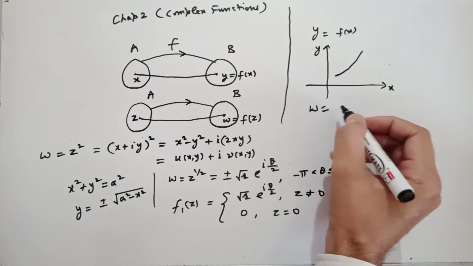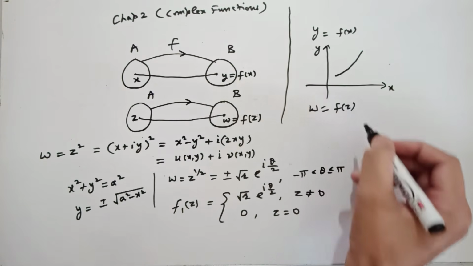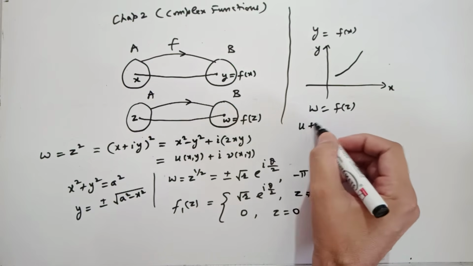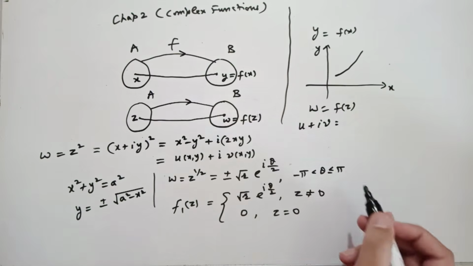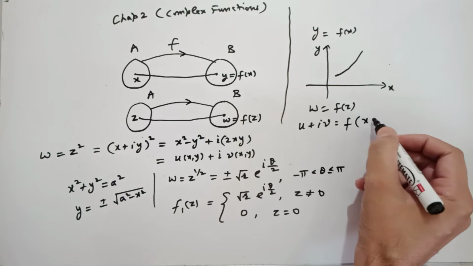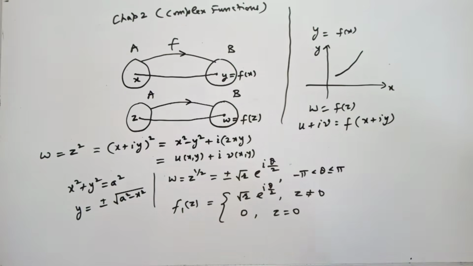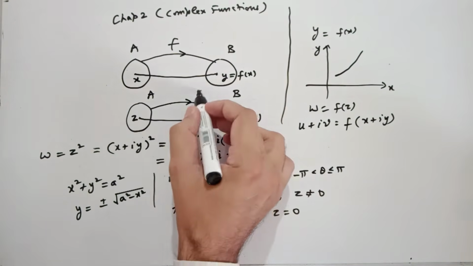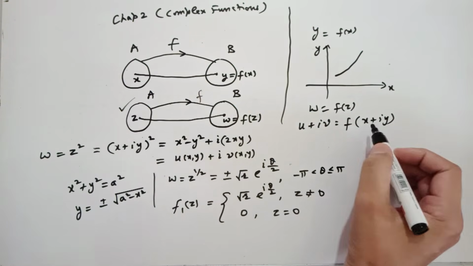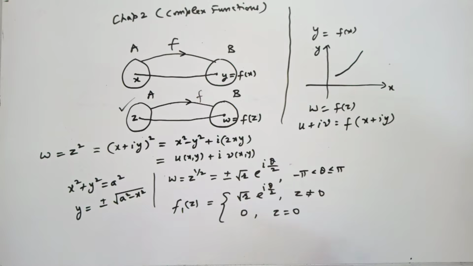But in complex, life is not simple, because w itself carries two real variables. z also carries two real variables. This is the domain of the function, this one. The domain variable is z. It carries two real variables. The image also carries two real variables u and v. Means you have four real variables in the complex function.